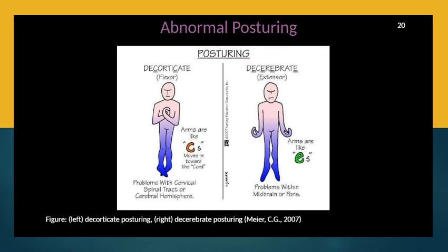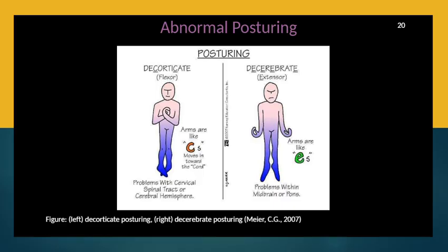Let's review quickly, starting with decorticate posturing, shown on the left. Here the arms flex inward toward the chest, forming the shape of the letter C. This can be remembered by thinking C for decorticate. The arms pull in toward the core. This posture signals damage to the cerebral hemispheres or the corticospinal tract above the level of the brainstem. It suggests that although the brain is injured, the motor pathways higher up in the brain are still partially functioning.